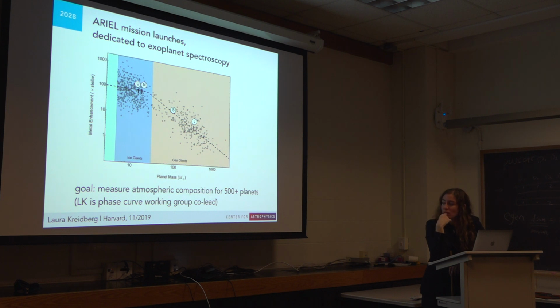So I'm co-lead of the phase curve working group. One of the really nice things about Ariel is that because it's a dedicated facility, there's more time for exoplanets. And phase curve observations are tough because you have to wait for the planet to go all the way around. So this, I think, will be a wonderful complement to the detailed case studies that we plan to do with JWST.